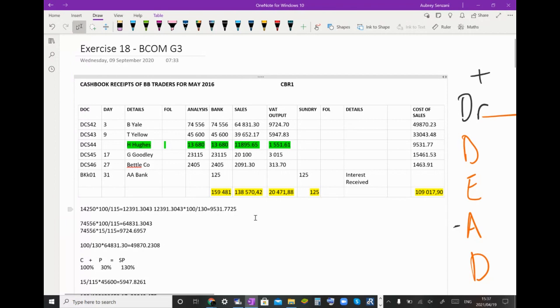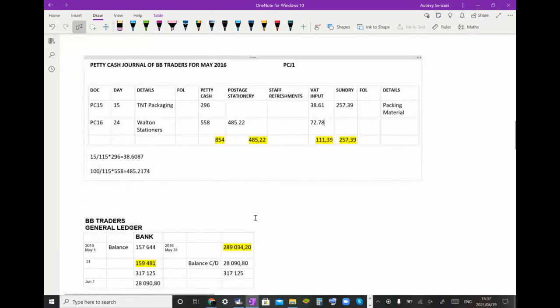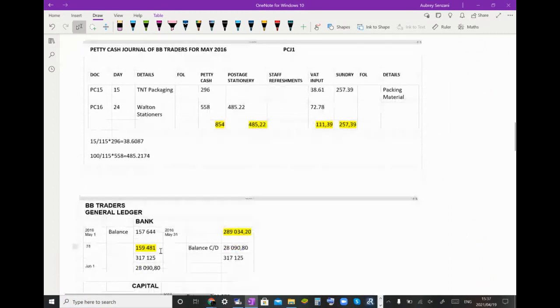So you take that 159,000. It might be different here because the answers were calculated on 14%, but here we've actually plugged in the right amount: 159,481. Can you see that? Why are we debiting that? Remember, the first journal we were looking at was the cash receipts. Cash receipt is money coming into the business. Can you see how you're now applying your knowledge?